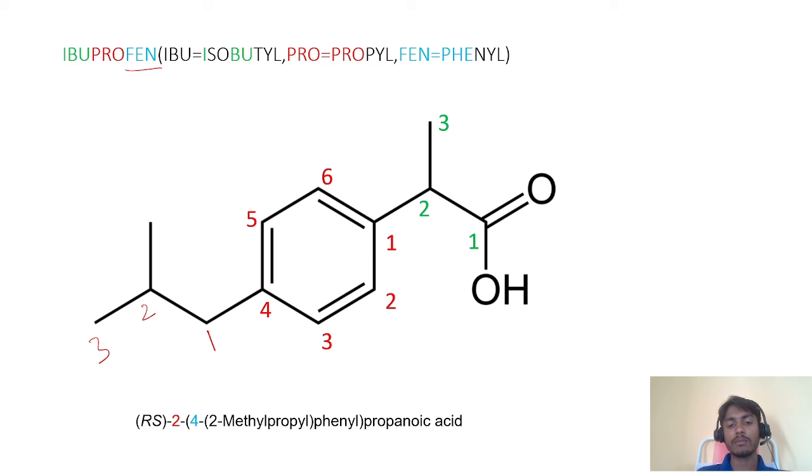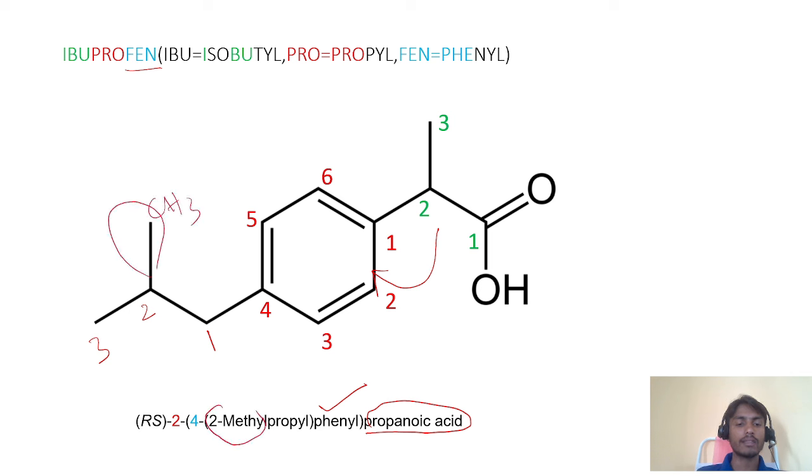Now when it comes to the IUPAC name, propanoic acid. The three-carbon propanoic acid is attached to the phenyl group. On this phenyl group, what is there? 2-methylpropyl. At the second position, it contains a methyl group. Hence, 2-methylpropyl, three-carbon propyl, phenyl propanoic acid. These two indicate this second position. This fourth position is here.